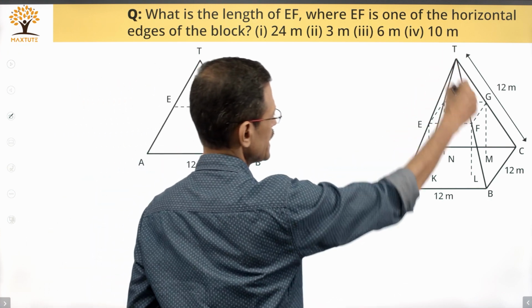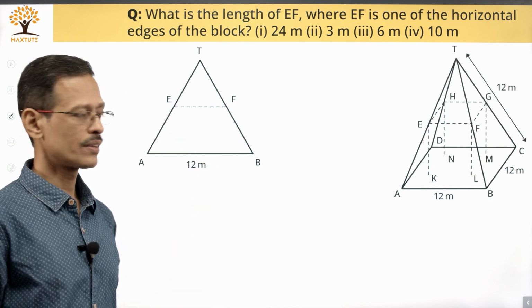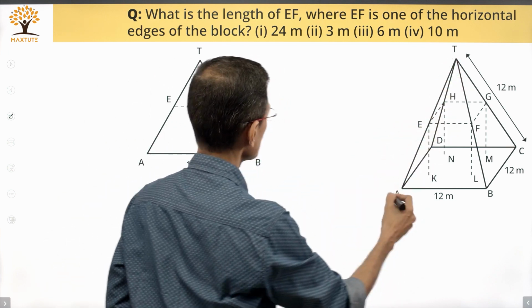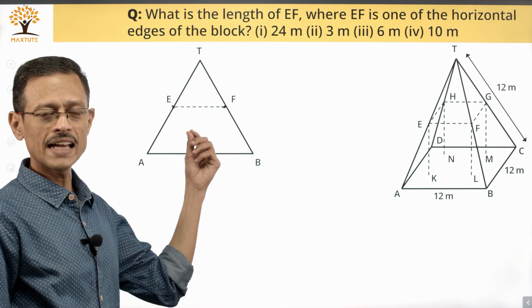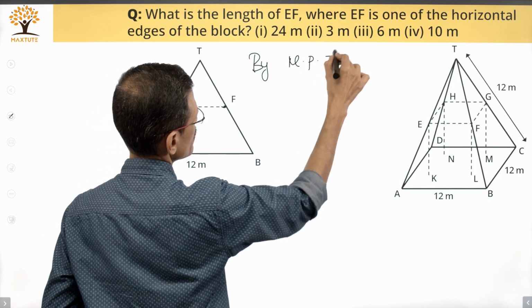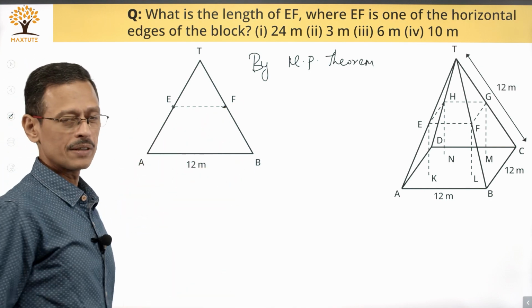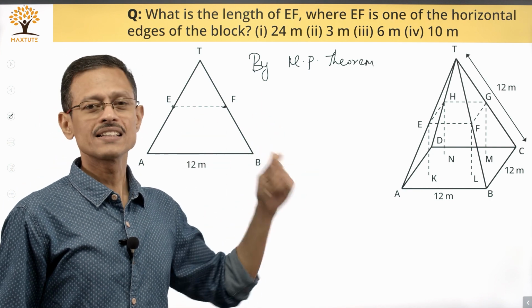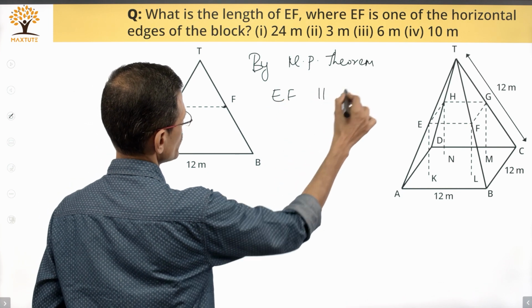Let's look at this triangle ATB. We know AB is equal to 12 because that is given in the original question stem, right? We'll have to find out what is the measure of EF. E is the midpoint of AT. F is the midpoint of BT. So in this triangle, by midpoint theorem, we know that EF will be parallel to AB, right? If you draw a line that connects the midpoint of 2 sides of a triangle, that line will be parallel to the 3rd side, right? So essentially EF is parallel to AB.